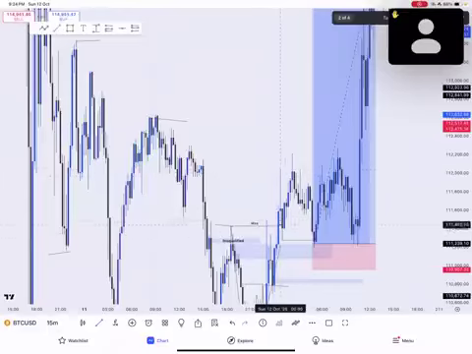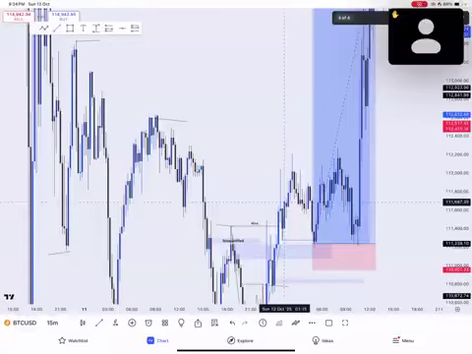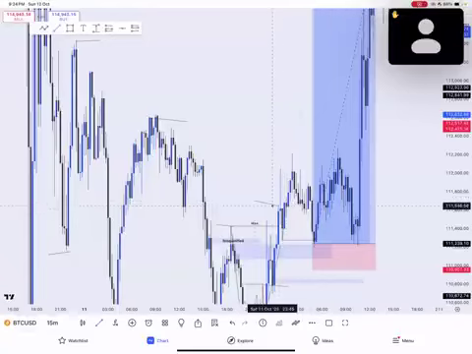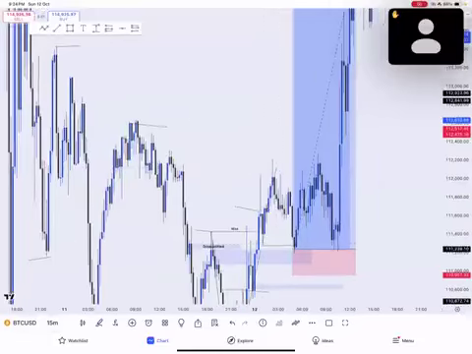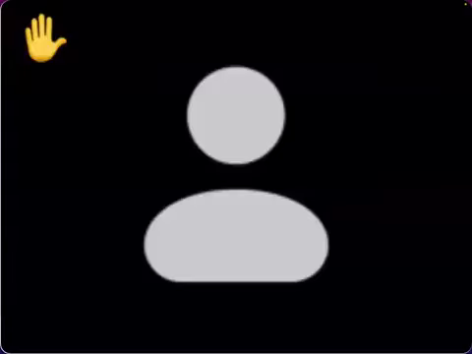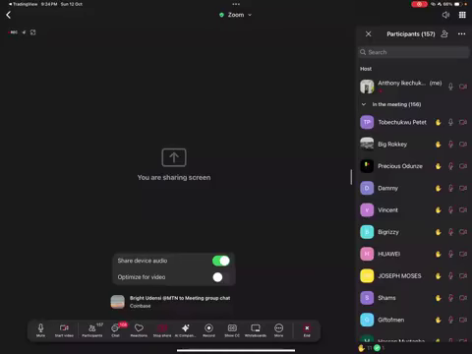Okay. So this one actually broke past this zone, the high of where the structure shift stopped. Yeah. So this one broke past it. So that was why I picked this as the inducement. Okay.